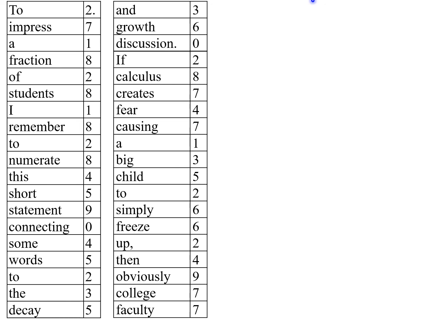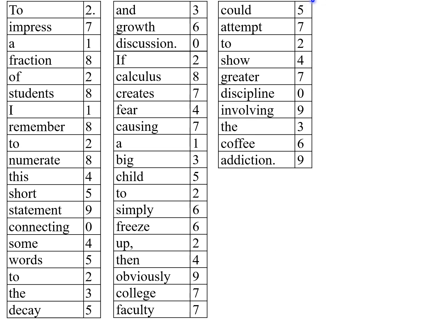If calculus creates fear, causing a big child to simply freeze up, then obviously college faculty could attempt to show greater discipline involving the coffee addiction. So once again, another reminder, addiction has 9 letters. We don't count the period. And like up, we don't count that comma there. We just count UP, 2 letters.